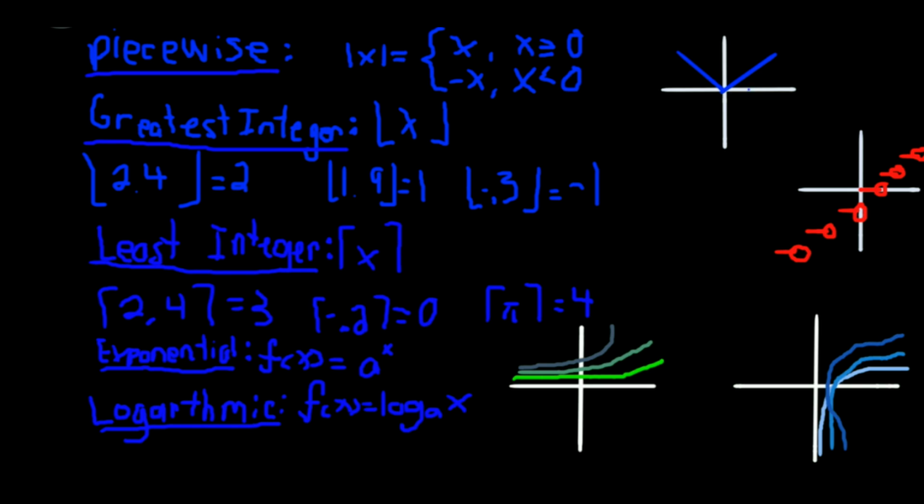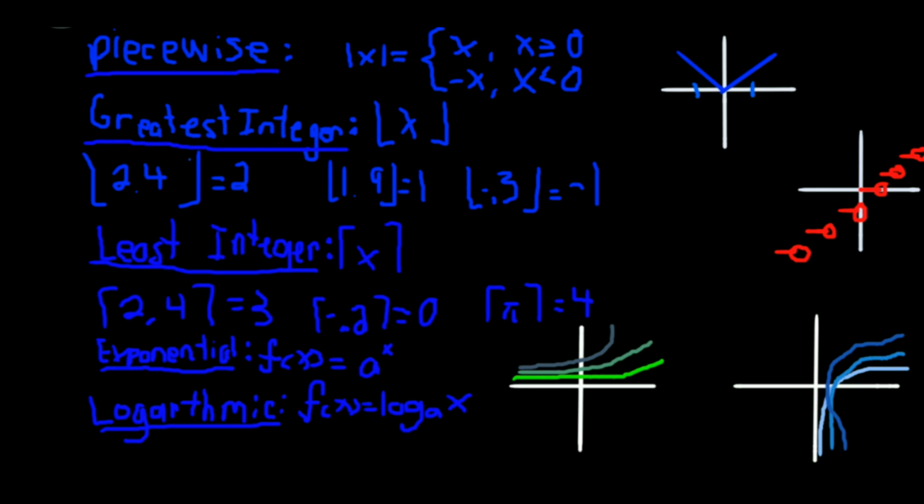So if we were to do this, you could see like here, if we say this is 1 and this is negative 1, since 1 is greater than or equal to 0, it's equal to x, so the absolute value of 1 is 1. And if it's less than 0, like negative 1, the negative of negative 1 is 1, so the absolute value of negative 1 is 1, and you can see that graphically represented here.